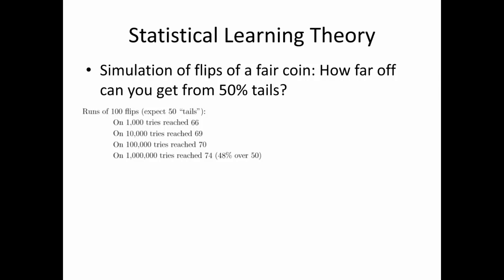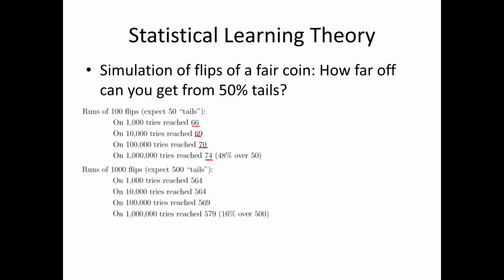One experiment is 100 flips, and you repeat this experiment 1,000 times. And out of those 1,000 times, the farthest off you can get from 50 was 66. So you had 66 tails and 34 heads. And when you did the experiment 10,000 times, the farthest you've gone is 69. 100,000 times, 70. And suppose when you did this 1,000,000 times, suppose you observe 74 tails in one of these experiments. That's quite far off from 50.